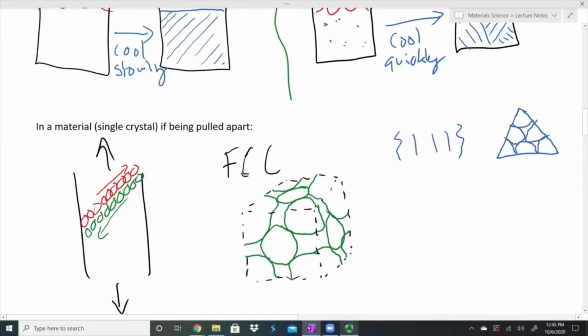Kind of like that, where those are our atoms. So we have it. This is a very dense plane. This is our close packed plane for our FCC structure. Very, very little empty space.